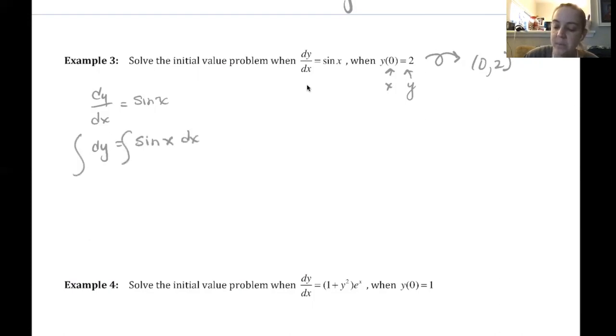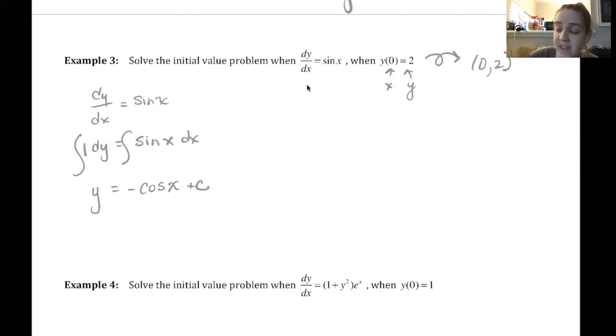Integrate both sides. Remember there's a 1 in front of that dy. So this becomes y equals, the antiderivative of sine is cosine, but what am I missing? A negative sign. The derivative of cosine is negative sine, but if I want a positive, I need to include that negative to balance out the negatives, plus c.